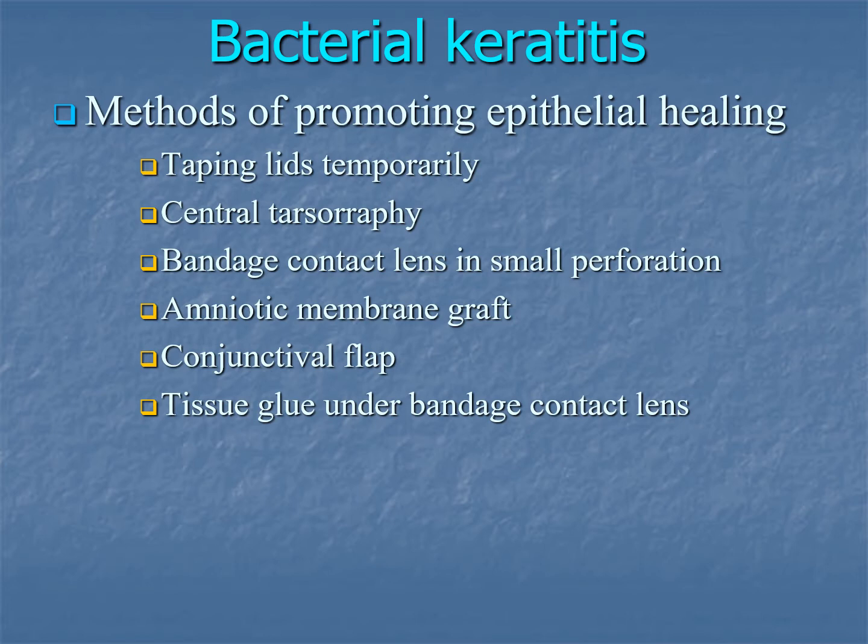To promote the healing of the corneal ulcer, it is necessary to promote the epithelial healing. That can be promoted by taping lids temporarily, causing central tarsorrhaphy, with the help of bandage contact lens in small perforation. You may use the amniotic membrane graft or the conjunctival flap and the tissue glue under bandage contact lens, particularly for small perforations.